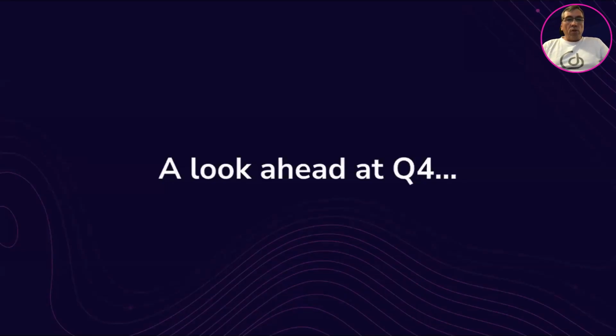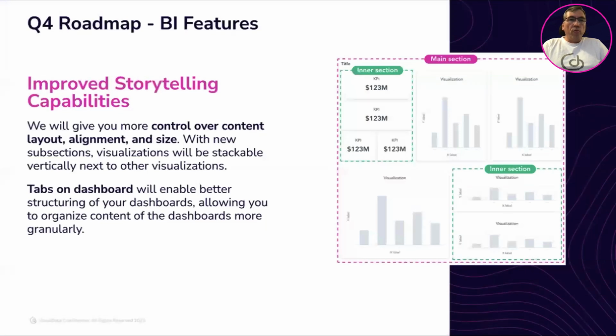So this is not the only thing that we will be delivering in Q4, not only improvements of scheduled exports and alerting, but let me share some highlights of other features that you can expect. From BI features, I selected a very exciting improvement: improvement of our storytelling capabilities. We plan to make more flexible layouts of our dashboards. And also we want to let authors of these dashboards structure them better with the introduction of tabs on dashboards.